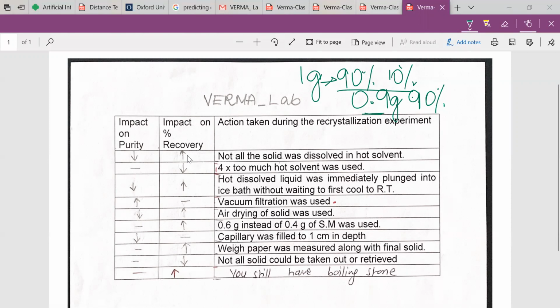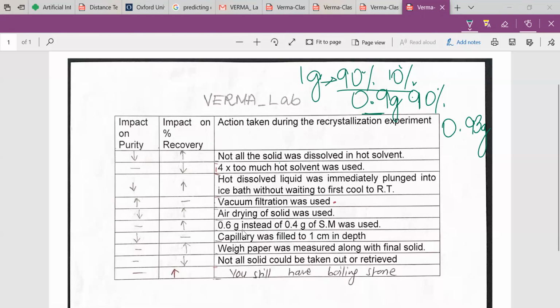But if all the solid was not dissolved, you will get probably 0.93 grams of your recovered material, which will indicate that you have a higher than expected recovery, and definitely there are some impurities present in your compound.